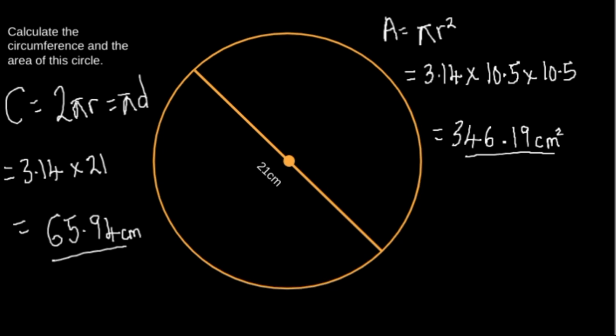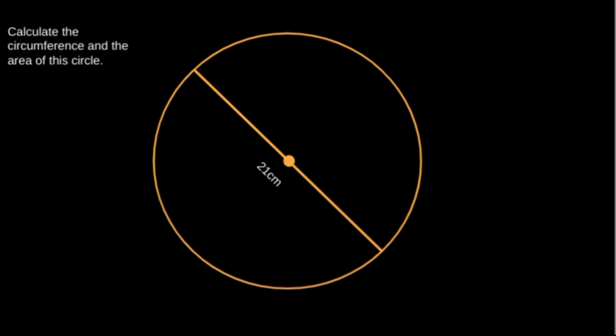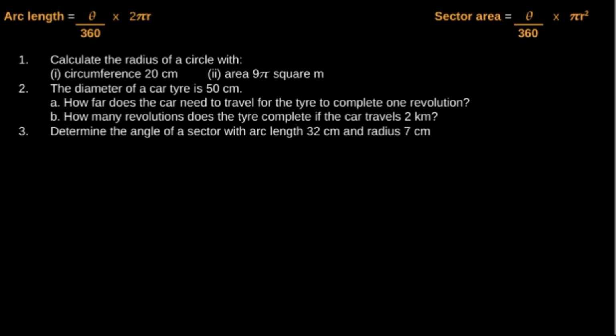So let's go deeper into some other circle calculation questions. Remember the formula for the length of an arc: the angle of the sector, which we denote with the symbol theta, over 360 times 2 pi r. That's the formula to calculate the arc length. And the formula for the area of a sector is the angle of that sector over 360 times pi r squared. Now let's try out some questions.